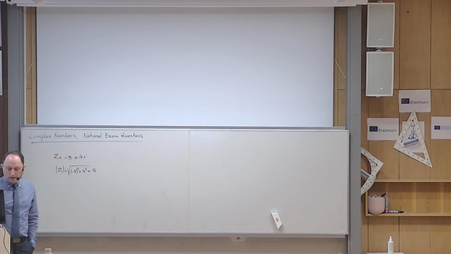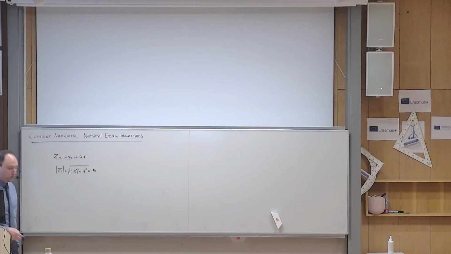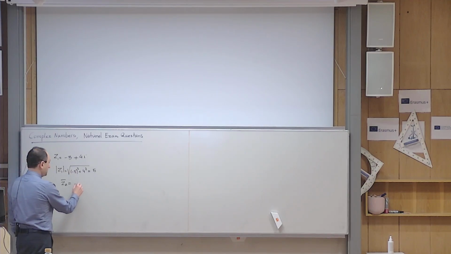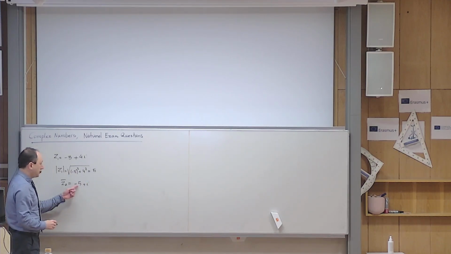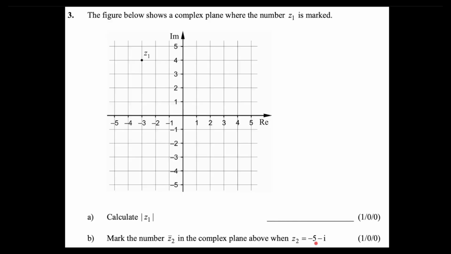Simple as that. And then they are asking you, mark the number z2 bar in the complex plane above if z2 is this number. That's also extremely simple, yes? So z2 is that one. So what is z2 bar? z2 bar is minus 5 plus i. And so you find the point whose x-coordinate is minus 5, the y-coordinate is 1, and then mark it with your pencil there, yes? So it becomes minus 5 and 1. It's here. Okay, so far you collected 3 points there for nothing. So it's not that hard, by the way, national exam.